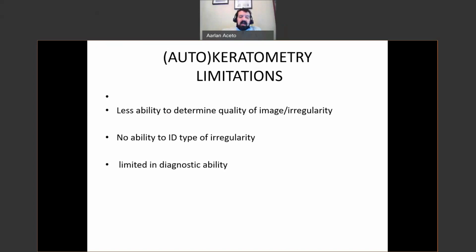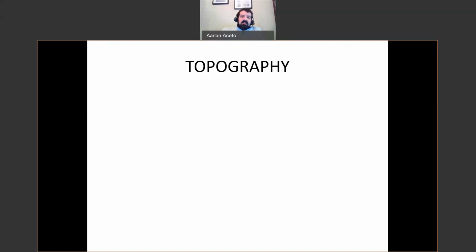It doesn't give me anything else. Relatively limited in diagnostic ability. So if somebody has keratoconus, it's much more difficult to spot that. With the manual, I would have seen a little bit of waviness in the reflections that I'm looking at. This one, I don't have that. So I'm literally going to hit it, get some numbers, and that's about it. This is where I am.